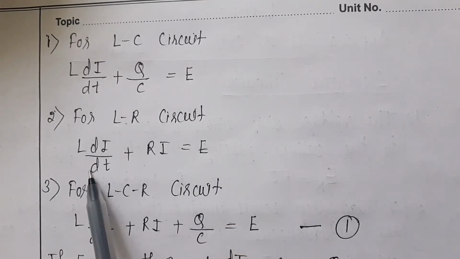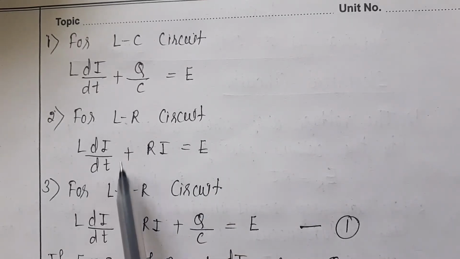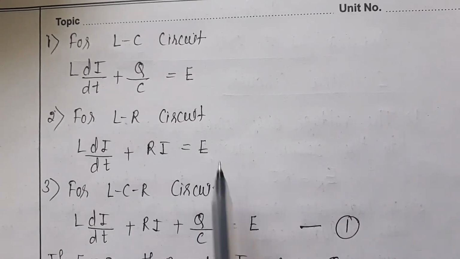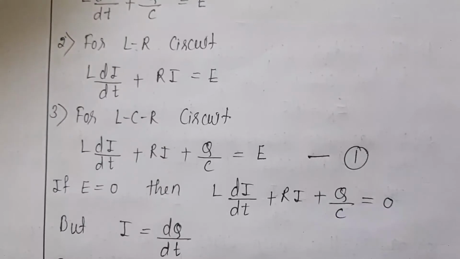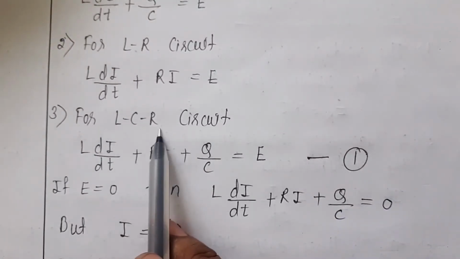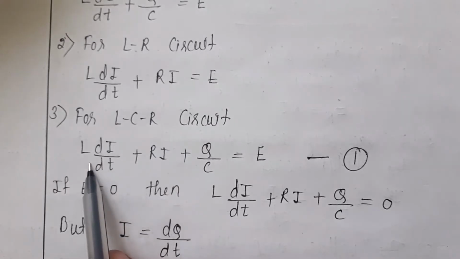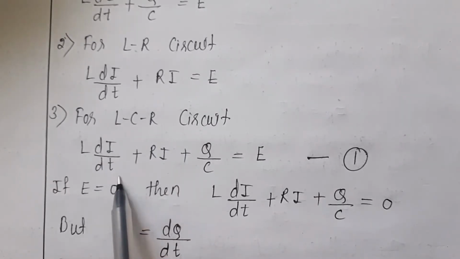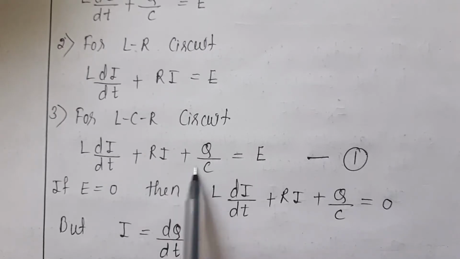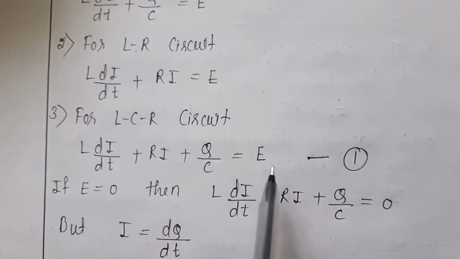So voltage drop across inductance is L di by dt plus voltage drop across resistance is Ri is equal to E. Now if we have LCR circuit, means inductance, capacitance and resistance, then voltage drop across inductance is L di by dt plus voltage drop across resistance is Ri plus voltage drop across capacitance is Q by C, it is equal to total applied EMF.